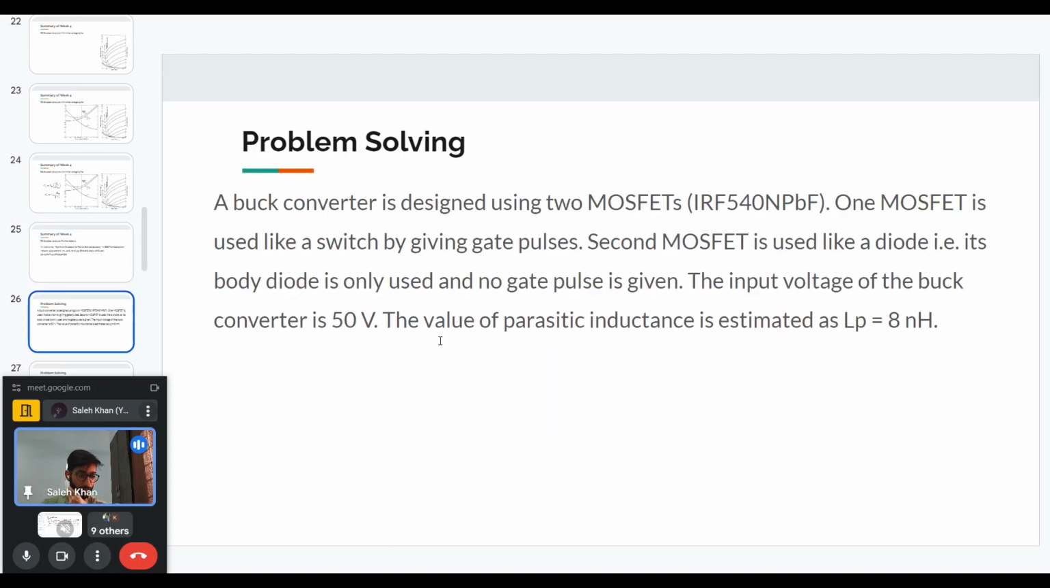Now, before we come to the problem solving, we'll just have a short break. So we can begin at 4:05, I guess. Okay, so we'll have a short break and then we will come to the problem solving. It will be a design of the RC snubbers based on some parameters that are given.